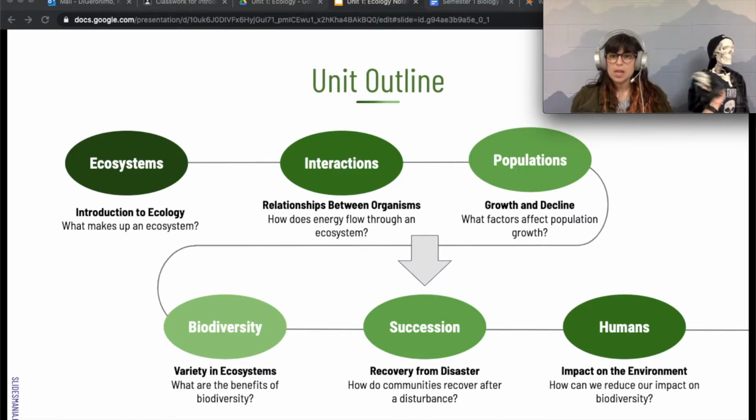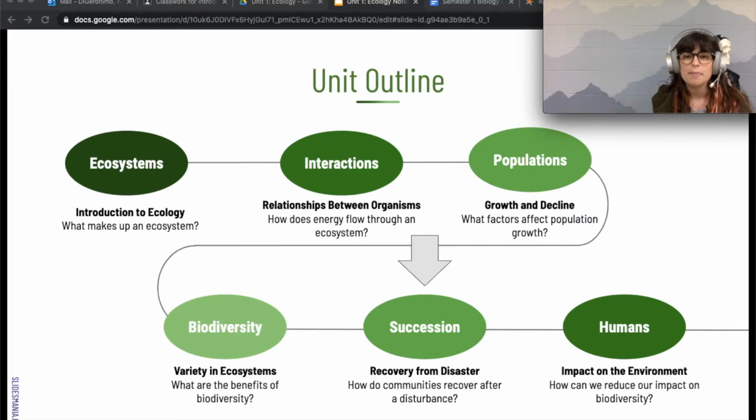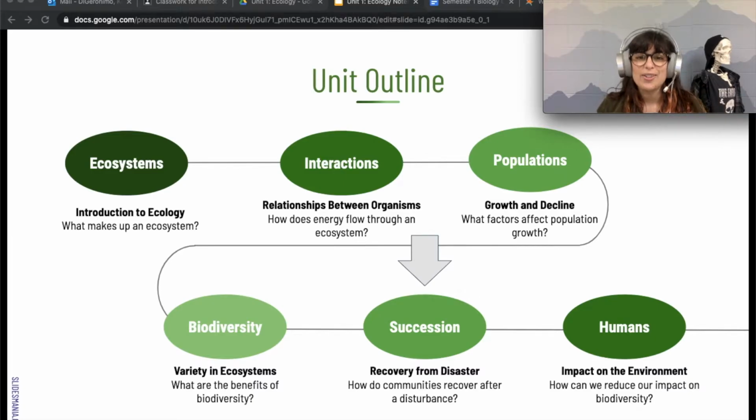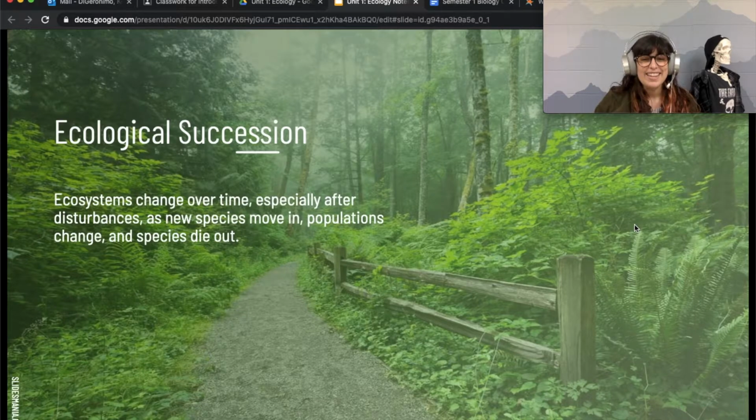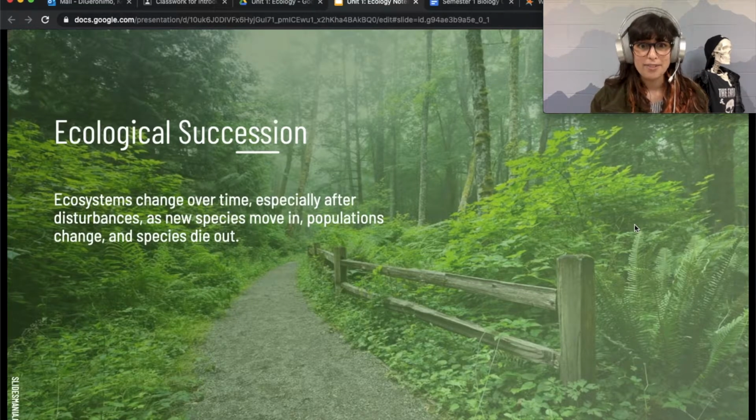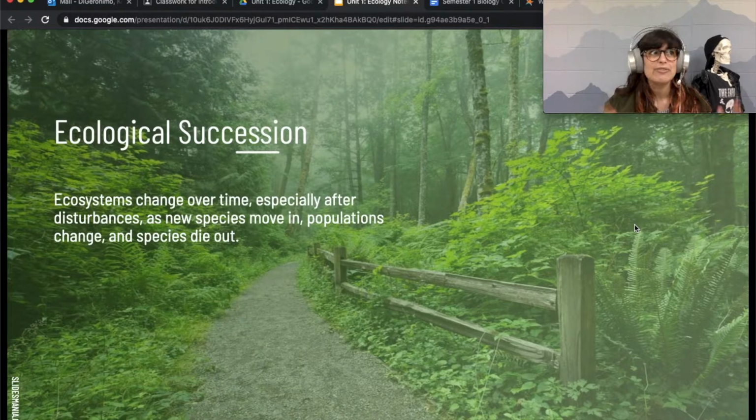Hey, party people! Today we're here to talk about succession, or how an ecosystem can recover from a disaster. Basically, an ecosystem goes through a life cycle from its very beginnings to the end, which is called a climax community. When I say the end, I don't mean the death of an ecosystem, I mean its final, most powerful form is what we call its climax community.